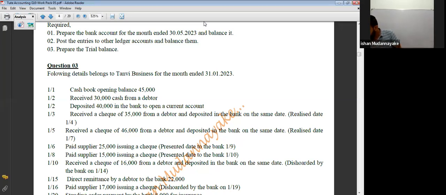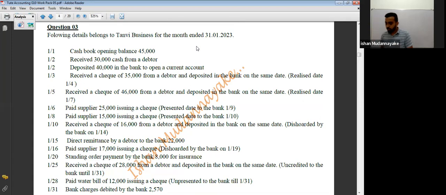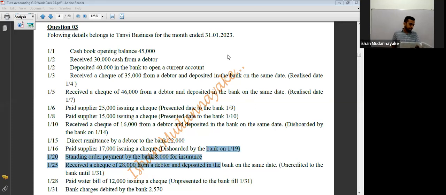Go to question number 3 in work pack 5. The following details belong to Tanvi's business organization for the month ended 31st January 2023.